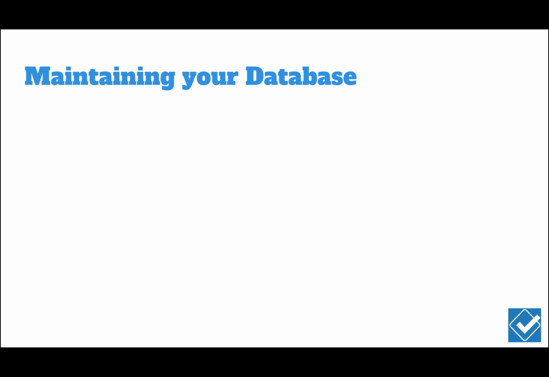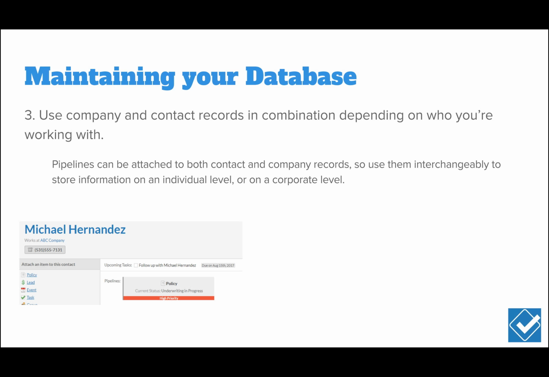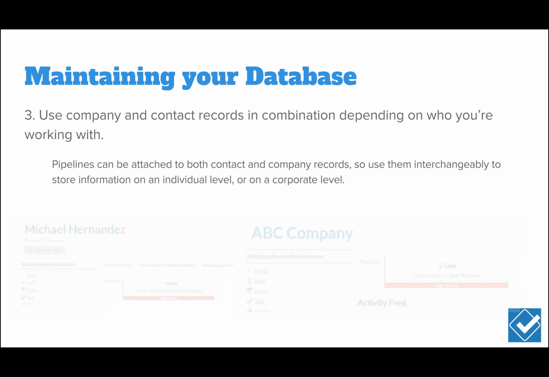But okay, so now that you've got your account set up, how do you maintain a good, accurate database? A CRM is only really as useful as the information you put into it. So it's vital here that you have all the right data in all the right places as you get working on the account. So the next tip here is to use both types of records in Less Annoying CRM, your contacts and your companies. This is especially key if you work with businesses as well as individuals.